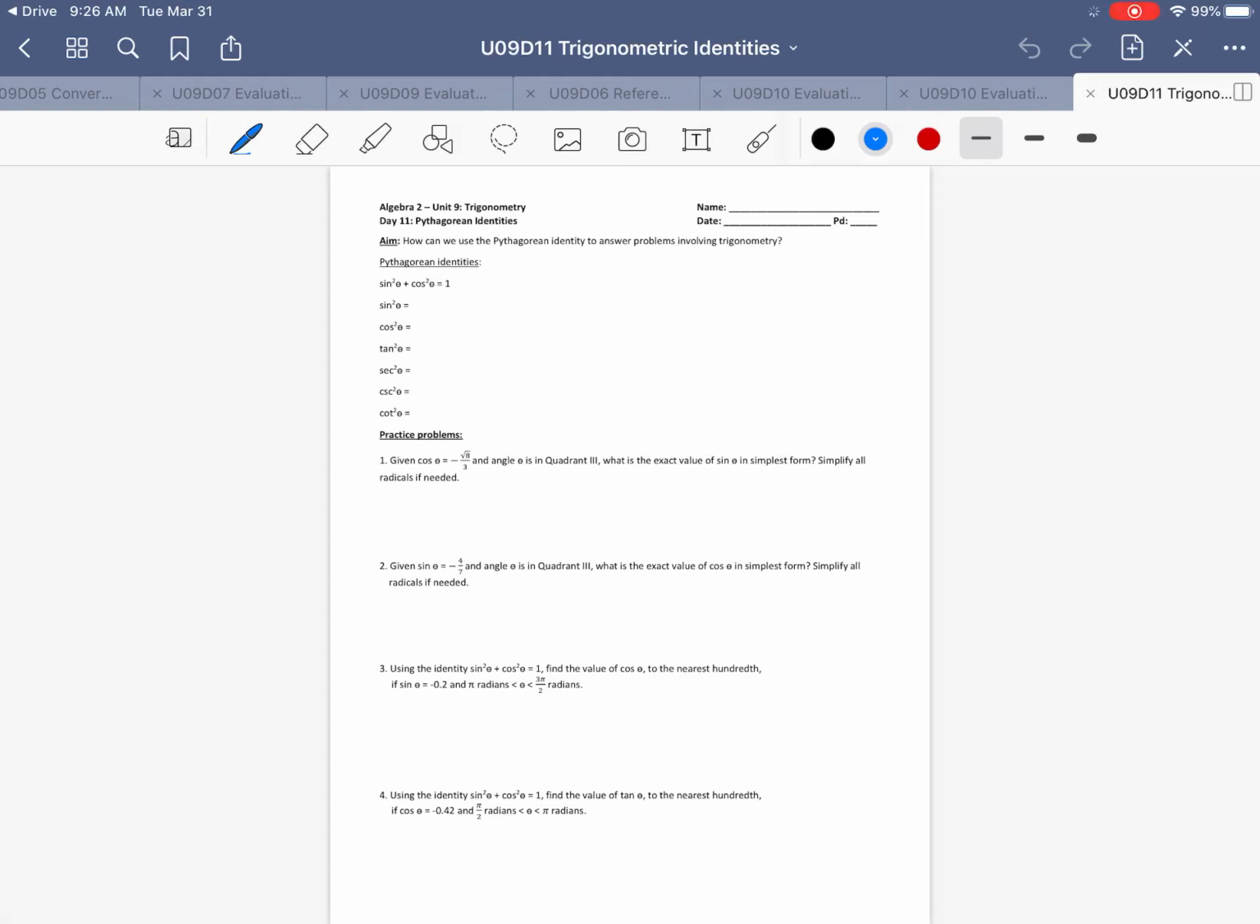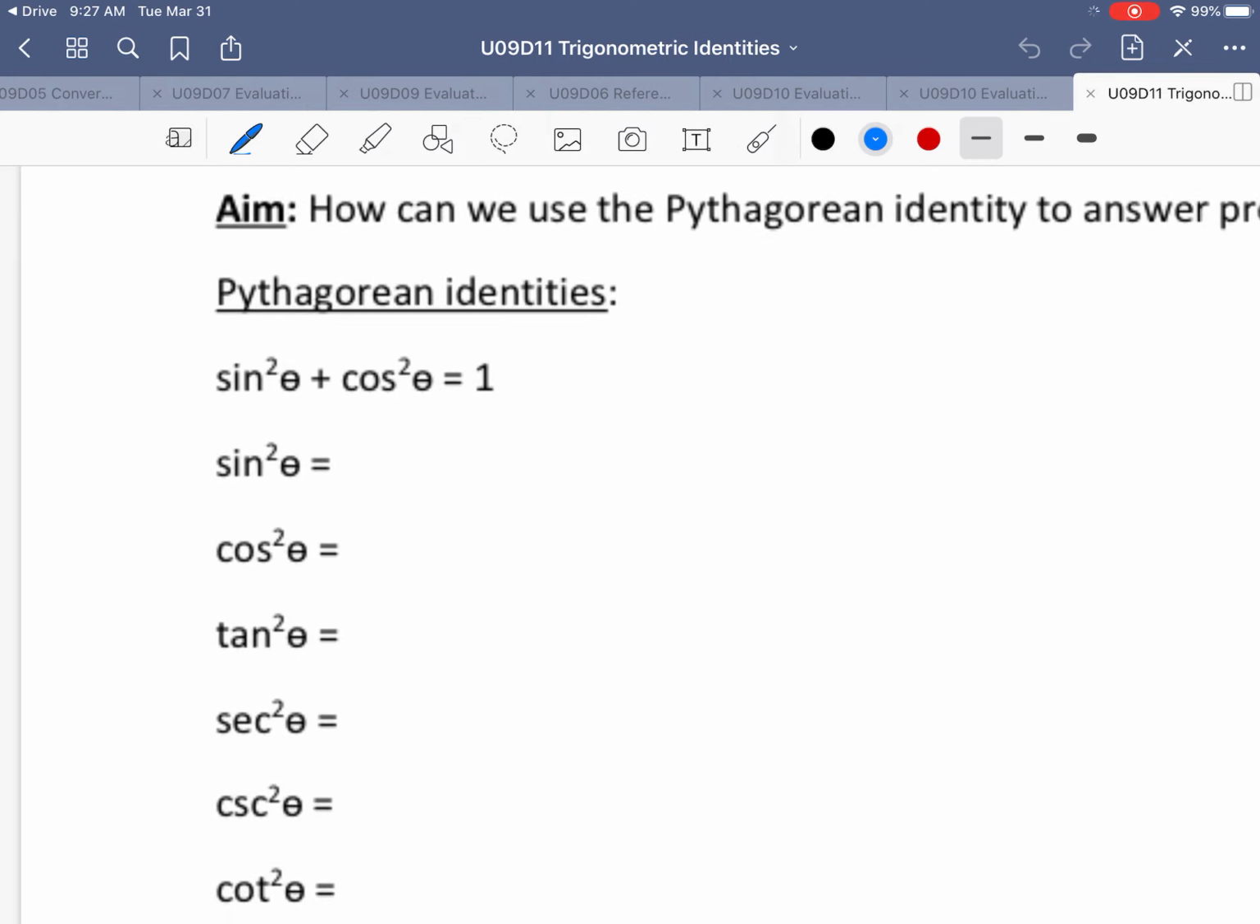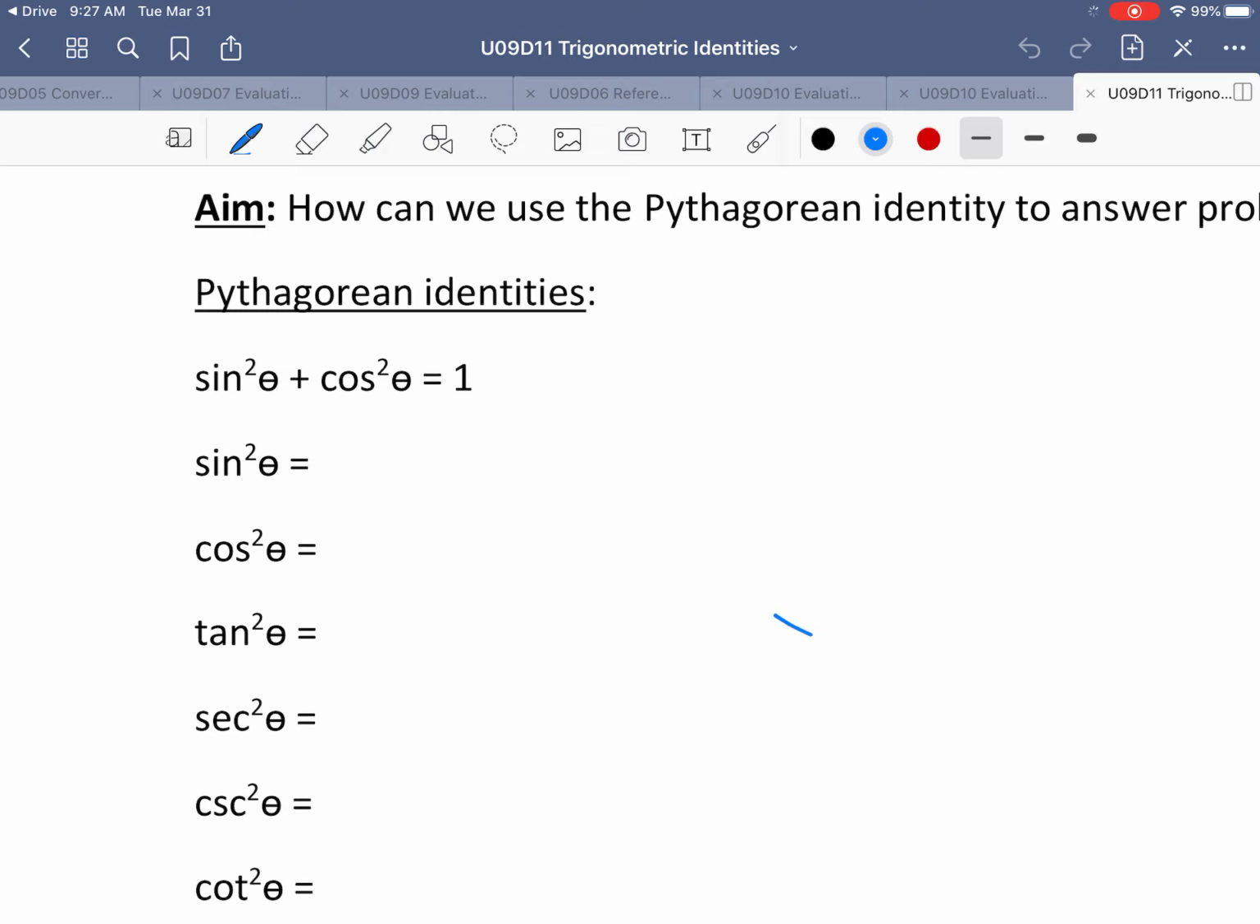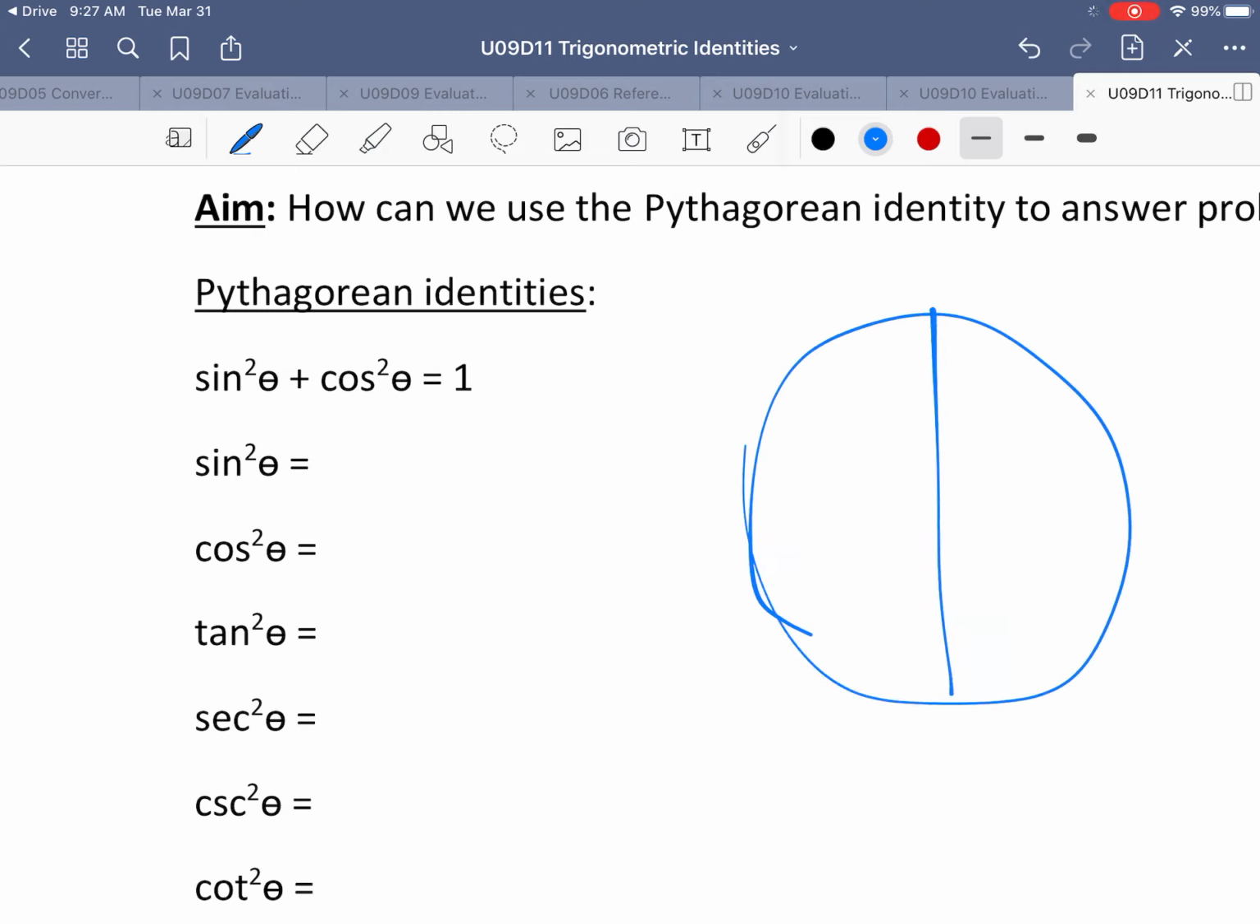Hello class, welcome to Unit 9, Day 11, and today we are talking about the Pythagorean identity. Now, the Pythagorean identity is just a version of the Pythagorean theorem dealing with the unit circle.